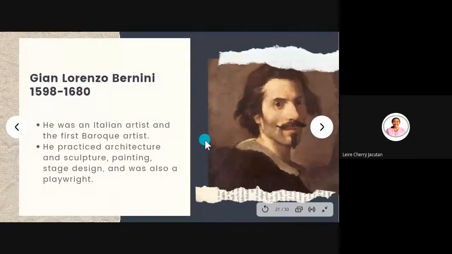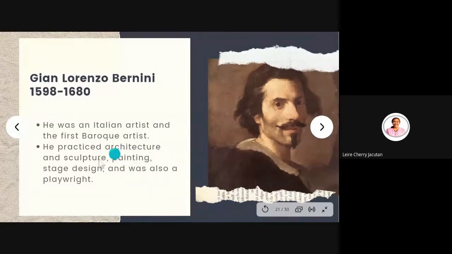So next naman is si Gian Lorenzo Bernini. So sino naman siya? He's an Italian artist and he is the first Baroque artist. So he practiced architecture and sculpture painting and stage design and was also a playwright. So kung si Caravaggio is more on sa mga paintings niya, si Bernini is more on theater arts. And since he is an all-around artist, makita natin, di ba, almost all of the visual arts are present dun sa kanyang mga ginagawa, dun sa kanyang mga product.